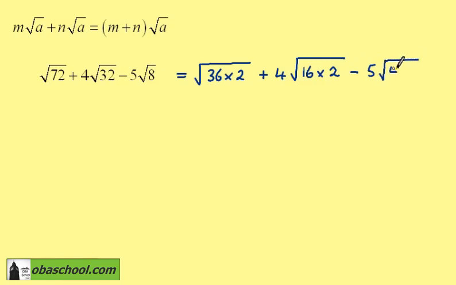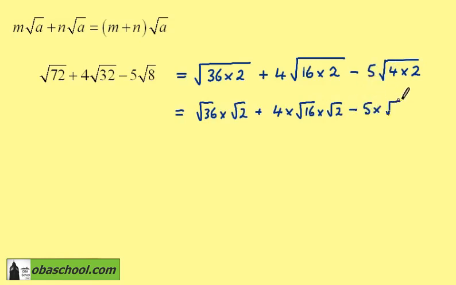So we have factors, one of which is a square number. We can split this into root 36, root 2. We just have the 4 and then the square root of 16 times the square root of 2, and then we have the 5 and the square root of 4 times the square root of 2.